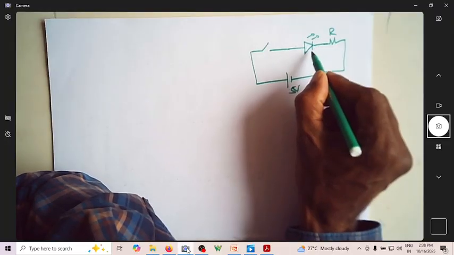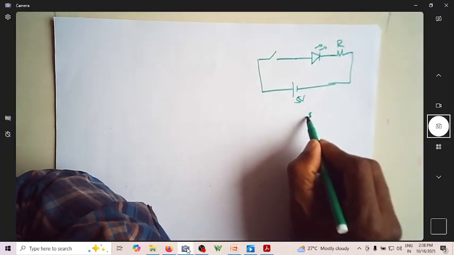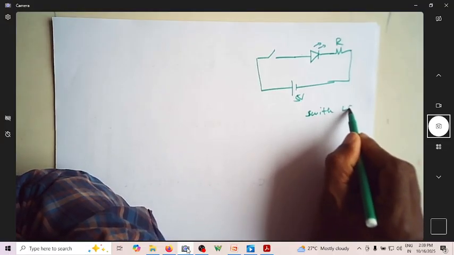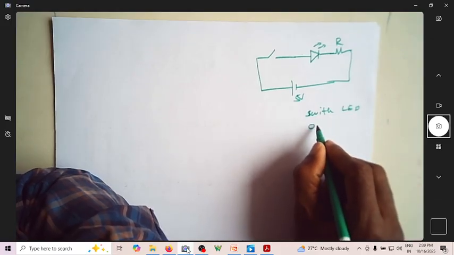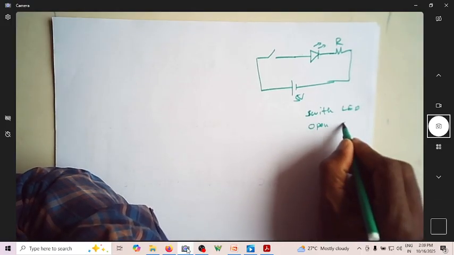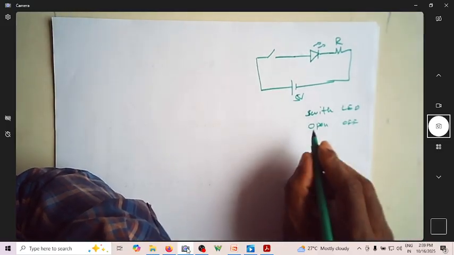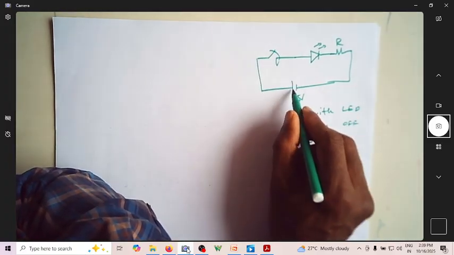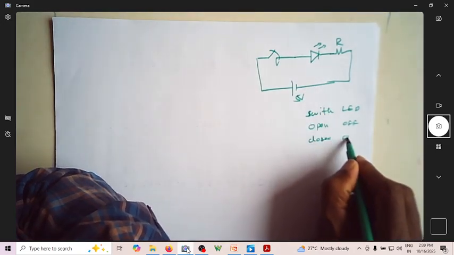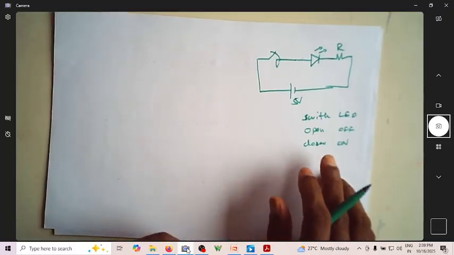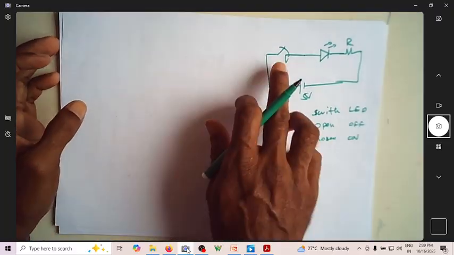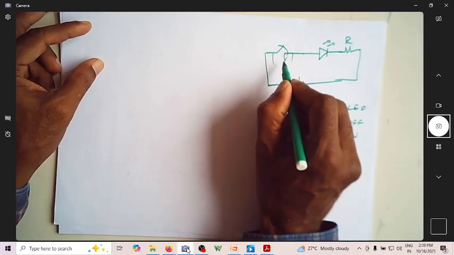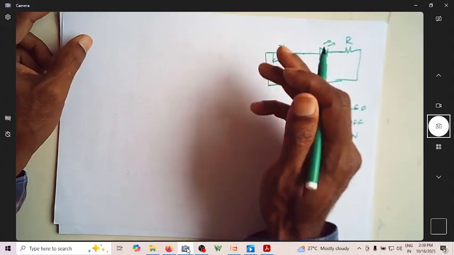When the switch is open, the LED is off, it is not glowing. When the switch is closed, the LED gets forward biased and turns on. This is what a switch means. And of course there is no voltage drop across this switch, it's almost zero.